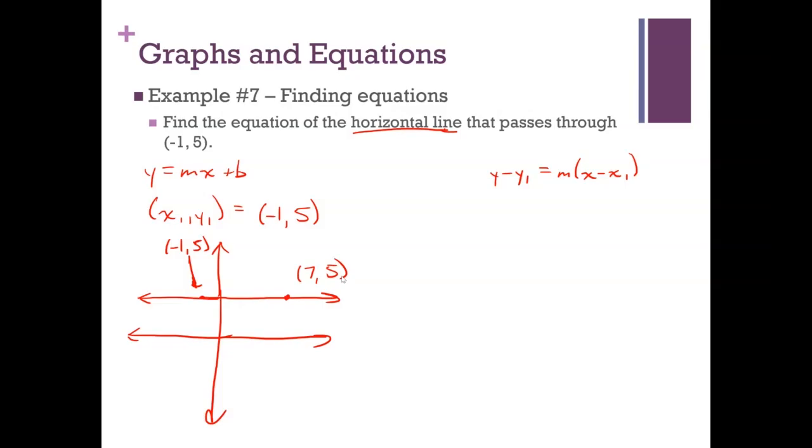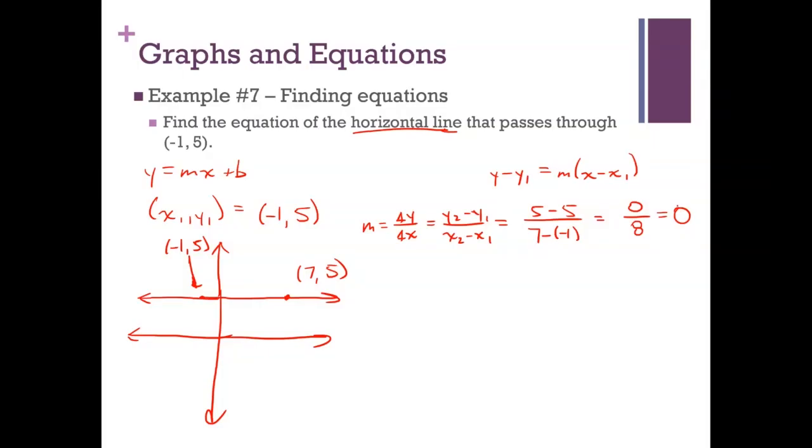Do we know the slope of this line? Well, we can find it. Slope is equal to delta y over delta x. Y2 minus y1 over x2 minus x1. So y2 minus y1, I'm going to say it's 5 minus 5 over 7 minus negative 1, or 0 over 8, which is 0.